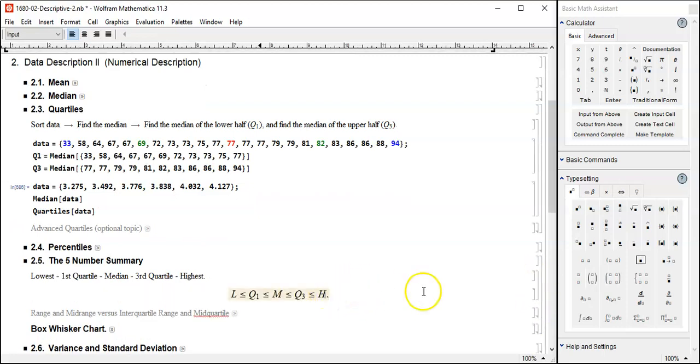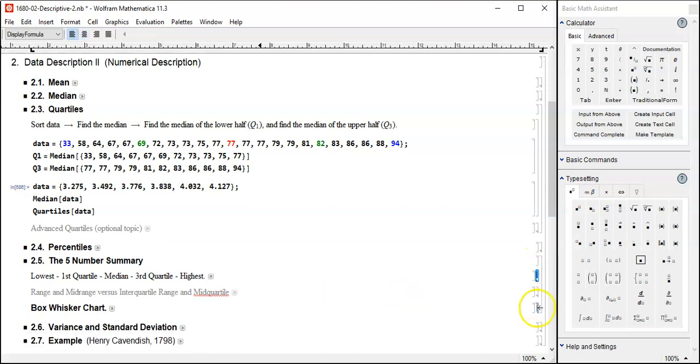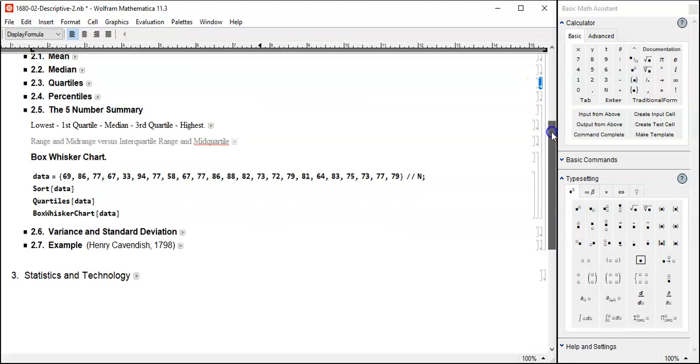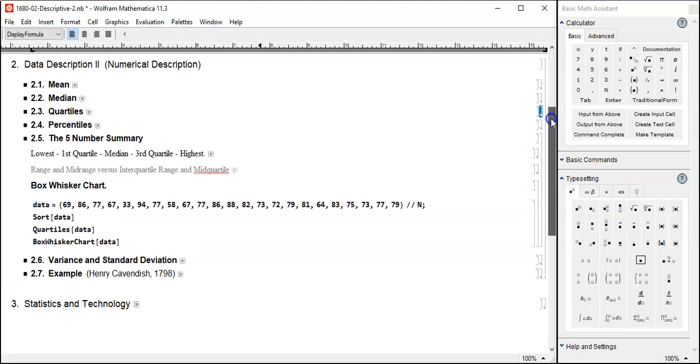So that's a 5-number summary. Lowest, Q1, median, Q3, the highest. Or minimum, Q1, median, Q3, maximum. Either way. Now let's go to the Whisker Chart. Using the 5-number summary, we can create a nice diagram that represents a rough distribution of data.